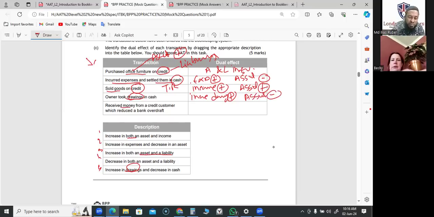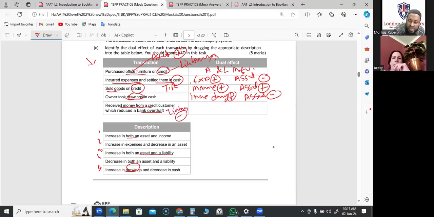Next one, received money from a credit customer, which reduced a bank overdraft. That's a decrease in liability, isn't it? Bank overdraft is a liability, so liability is going down. Also, credit customer, this is a little complicated. Overdraft going down, that's liability down. That's easy. Liability minus.